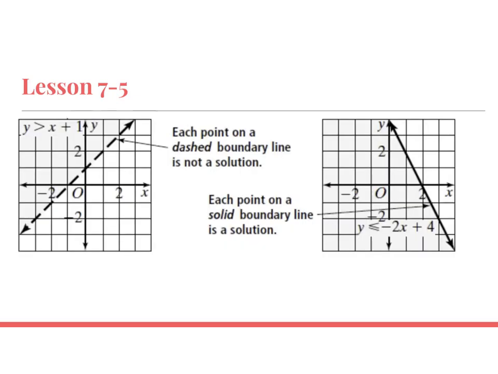So let's look at these. In each point on the boundary line here, when we have a dashed line, each point on that line is not considered a solution. Whereas if we use a solid line, then any point on that line is considered a solution. So think of these solid and dotted lines as your open and closed circles.